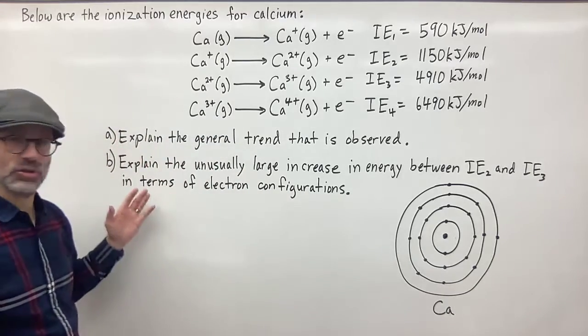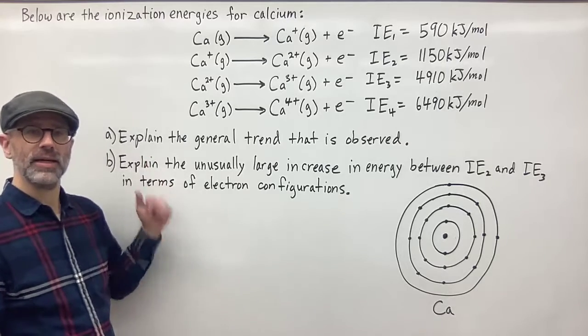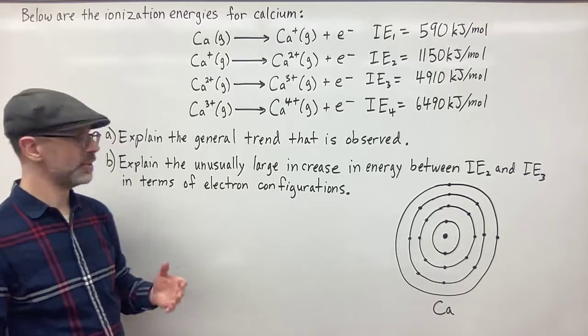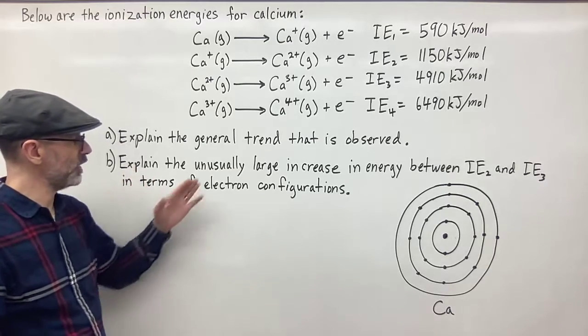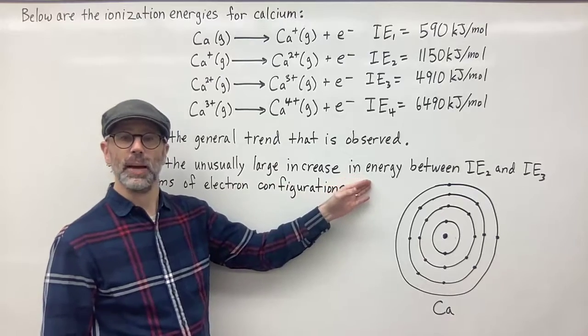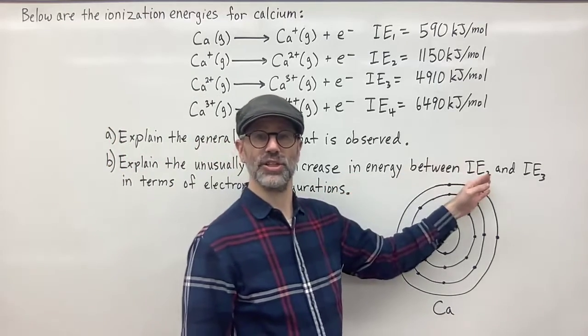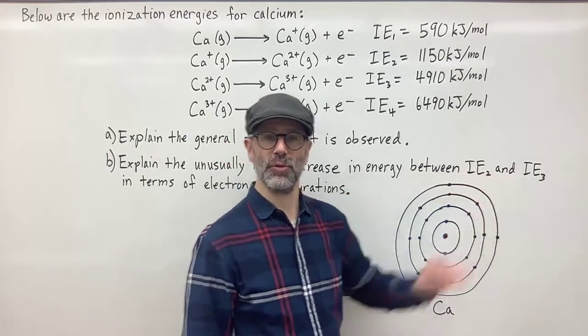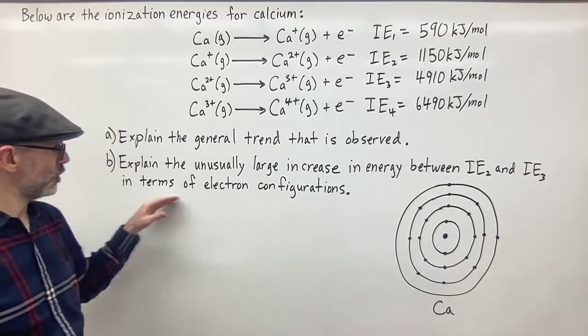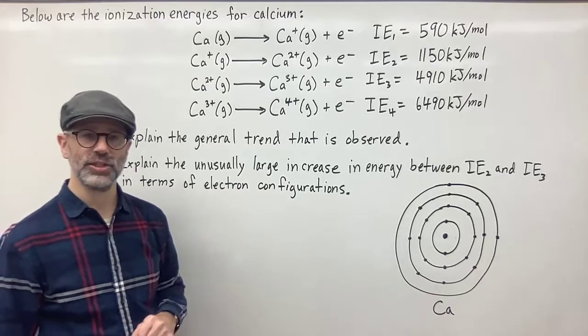And so here are the questions we're being asked. A, explain the general trend that is observed. And B, explain the unusually large increase in the energy between the second and third ionization energies in terms of electron configurations.